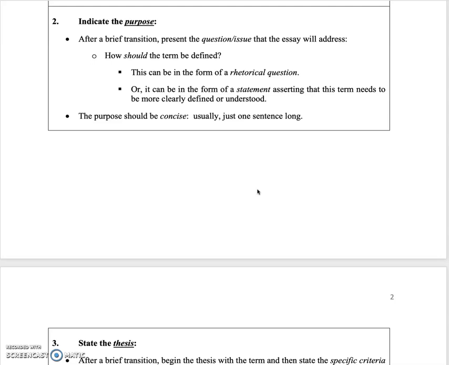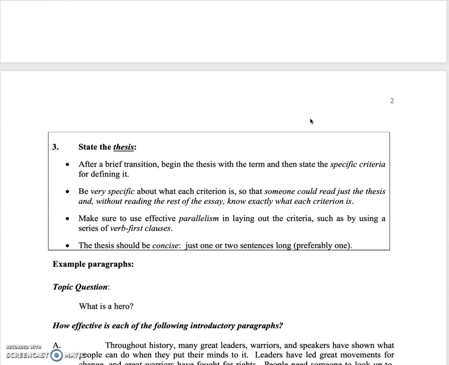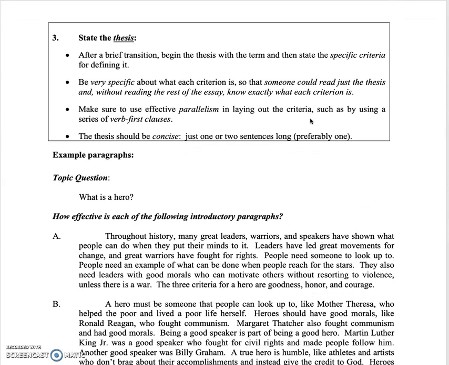And you can transition into that saying, well, based on the examples that we just looked at or how someone else defines it, it's clear that we need to have a better understanding of this term. And that's just going to be one sentence, because you want that to be boiled down into a clear, crystallized, unifying purpose. Then we come to the thesis, the most important part.